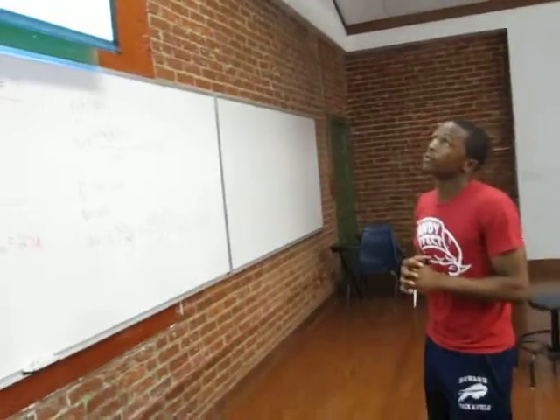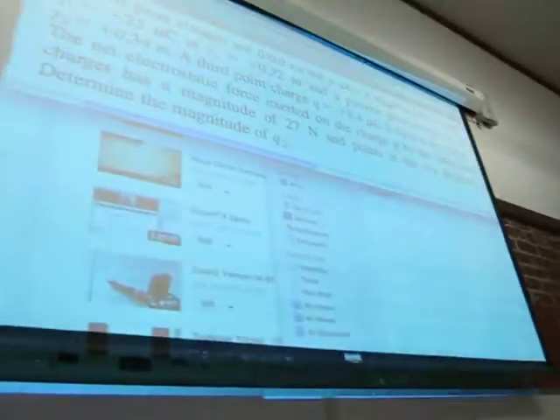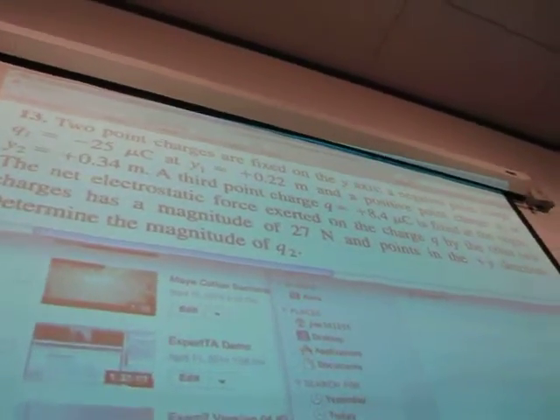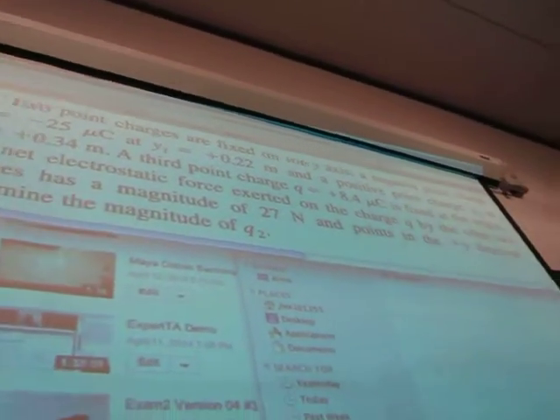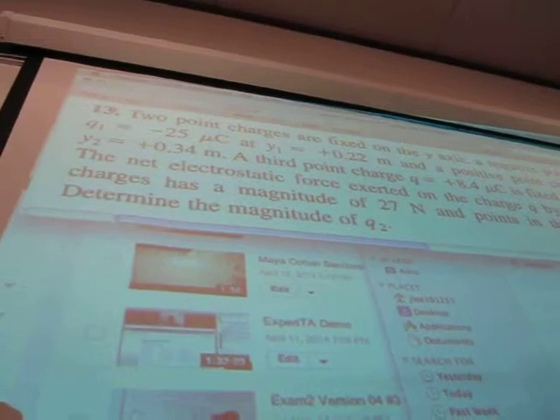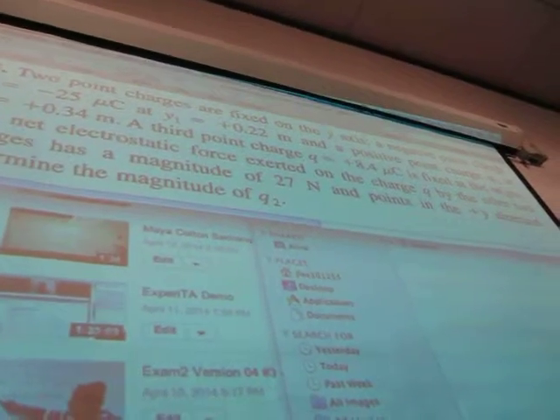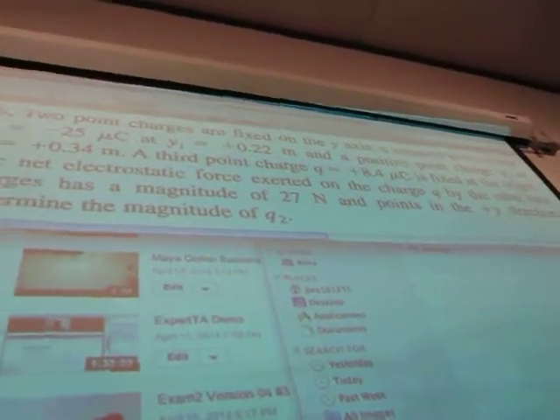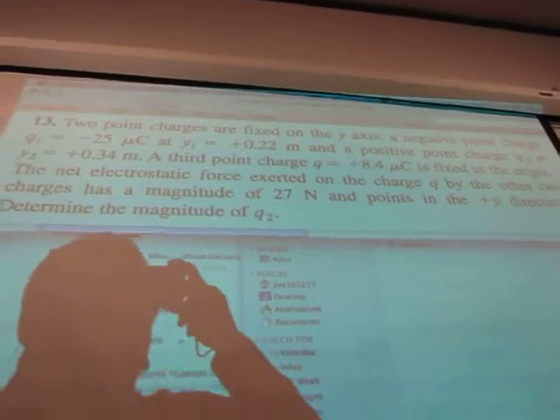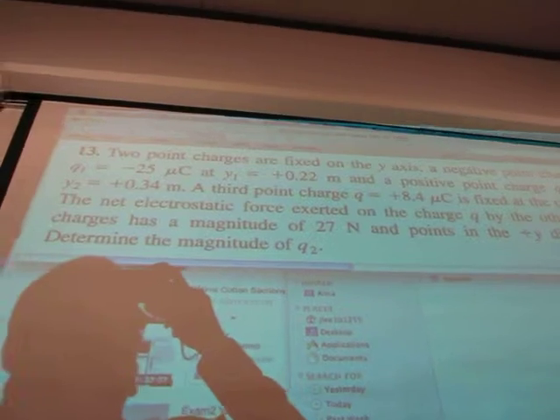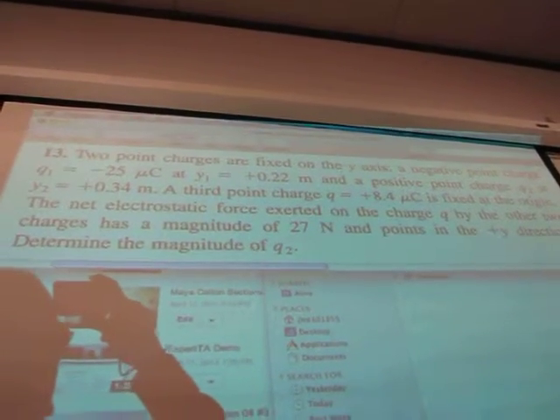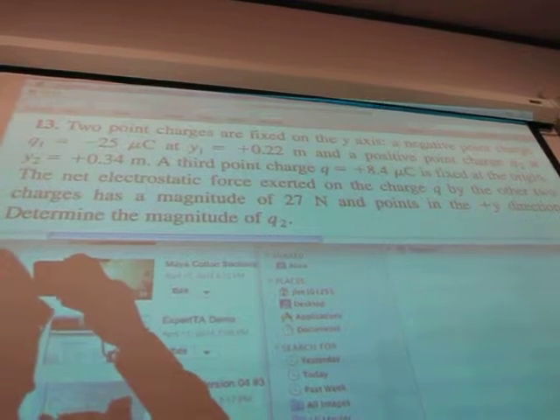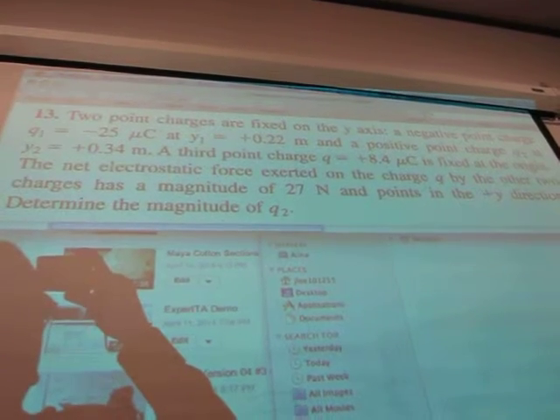Alright, so now I'll be doing chapter 18, problem 13. The problem reads: two point charges are fixed on the y-axis. A negative point charge Q1 equals negative 25 microcoulombs at y1 equals plus 1.22 meters, and a positive point charge Q2 at y2 equals plus 0.34 meters. Our third point charge Q equals plus 8.4 microcoulombs is fixed at the origin.